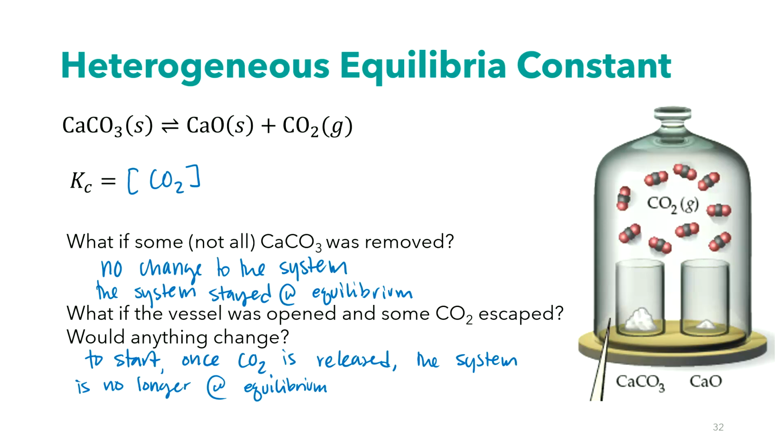So when I take CO2 out, some of that calcium carbonate reacts to make more CO2 and calcium oxide. But as long as I don't mess with the CO2 amount, then the system is happy. All right, we'll leave it there and we'll come back and review and then dive even further into equilibria.